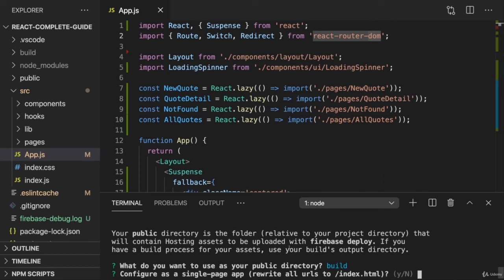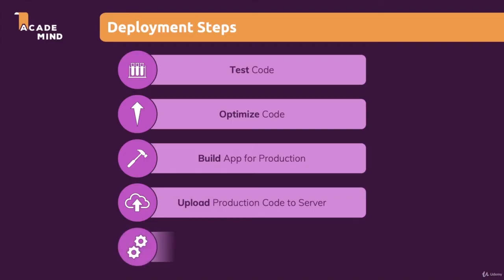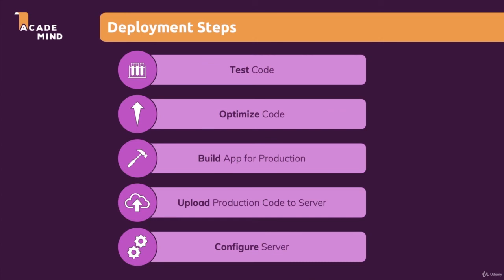This is exactly this point which we're seeing here. If all URLs should be rewritten to index.html, so that no matter which kind of URL the request was sent to, we always return the same HTML file, which then in turn requests always the same JavaScript code, no matter what the URL was. So therefore here, we want to enter Y for yes, and let Firebase set up this configuration. And that is this important configure the server step, which I mentioned earlier in this section.